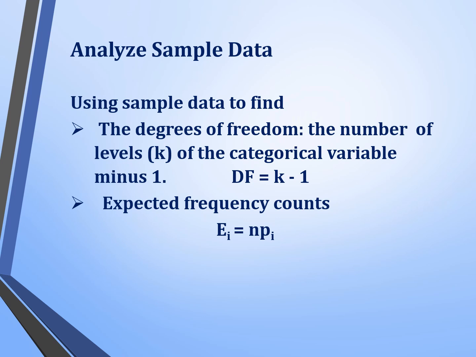Then the expected frequency counts for each level of the categorical variable should be estimated, which equals the sample size times the hypothesized proportion from the null hypothesis. So E, expected, equals n times p. E, as we said, is the expected frequency count for any level of the categorical variable. N is the total sample size, and P is the hypothesized proportion of the observations in that level.